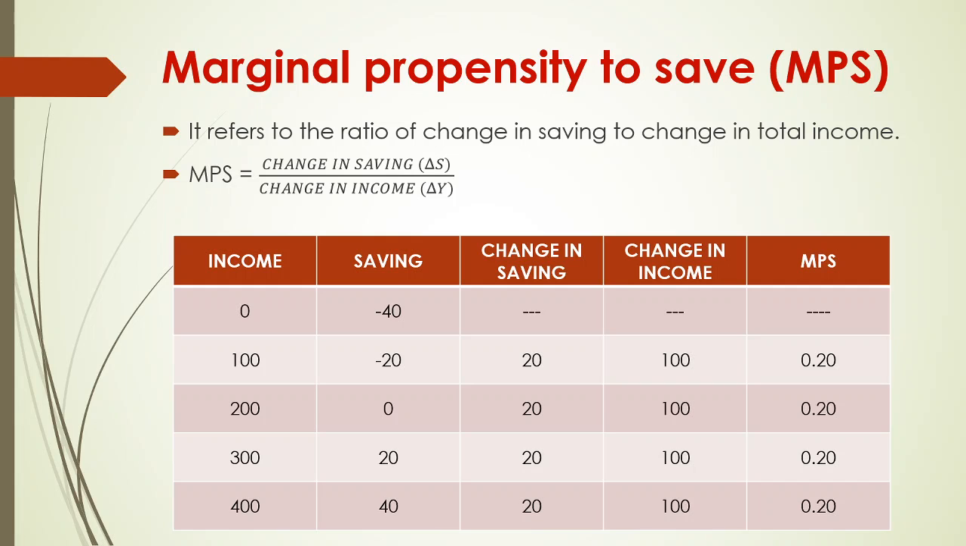First column shows income, second column shows saving. In order to find MPS, we have to take out change in saving and change in income. Change in saving is 20 and change in income is 100, so MPS is 20 by 100, 0.20.